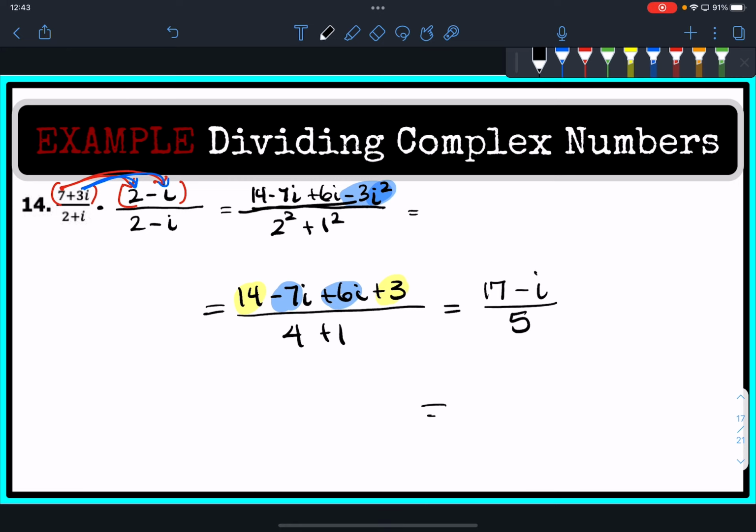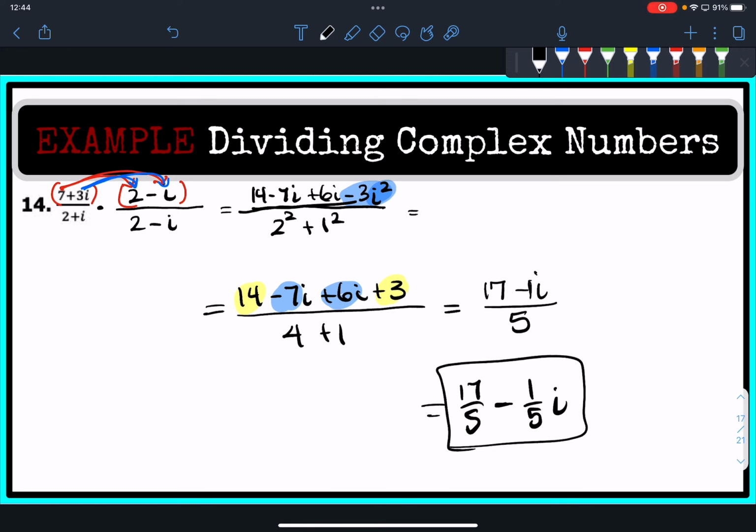So my answer can be written like this. We can leave our answer written like this since they don't have any common factors, or I could separate this into 17 over 5, which doesn't reduce, and 1 over 5, which doesn't reduce. And of course, because it's subtracting, we still put that minus symbol there. And there's the answer. So there you go.